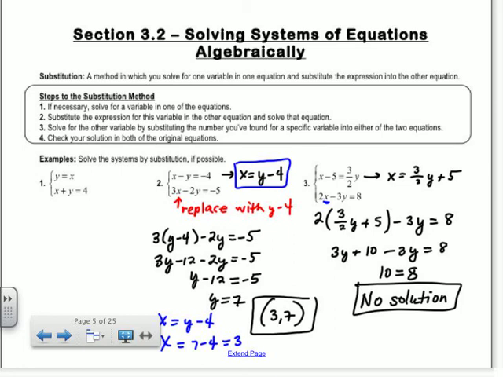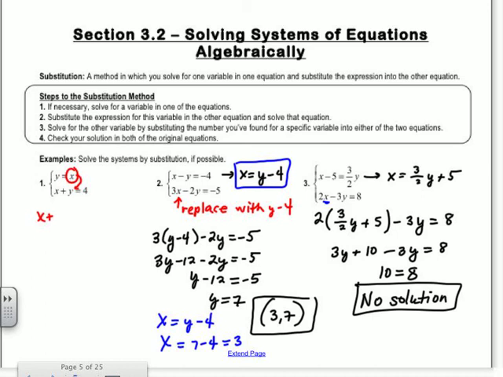Okay, so number one, we have y equals x, and then x plus y equals 4. So if you remember when we talked about substitution, we said always solve for one of the variables. So in this case, we actually have y equals something, and we also have x equals something. So it doesn't matter what we do. I'm going to go ahead and take y and replace it with x in the second equation. So I have x plus x equals 4. So 2x equals 4, so x equals 2.